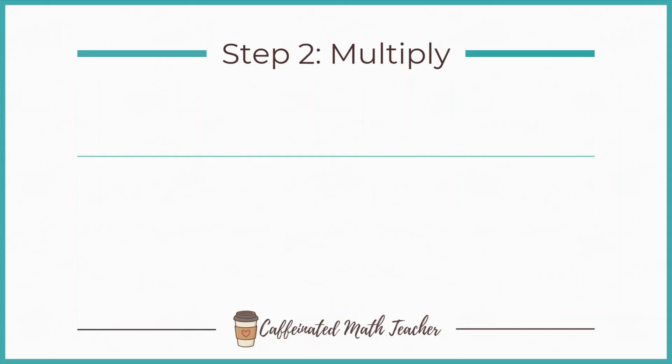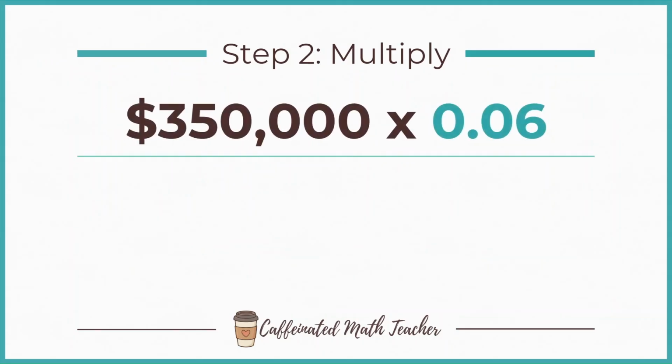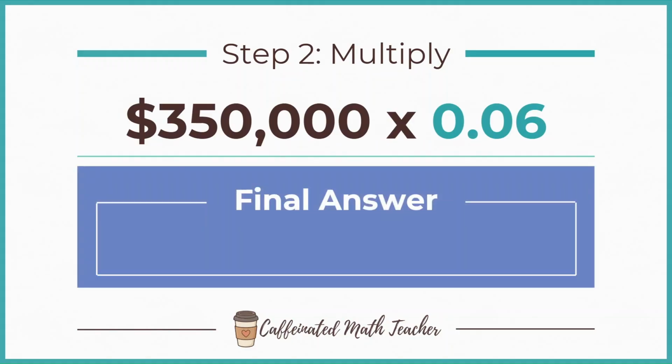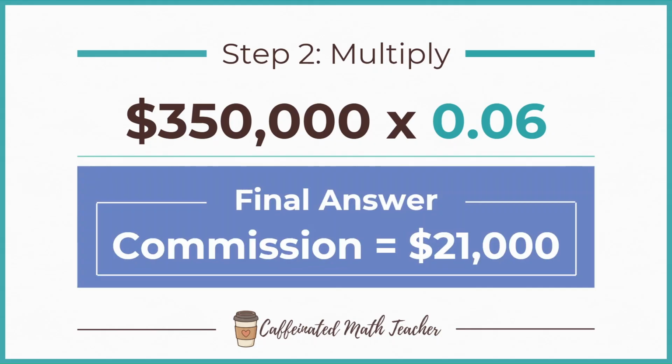The next step is to simply multiply the sales price times the commission rate. So the sales price is $350,000 times that commission rate as a decimal, 0.06. That gives us the total commission earned on the sale, which is $21,000.